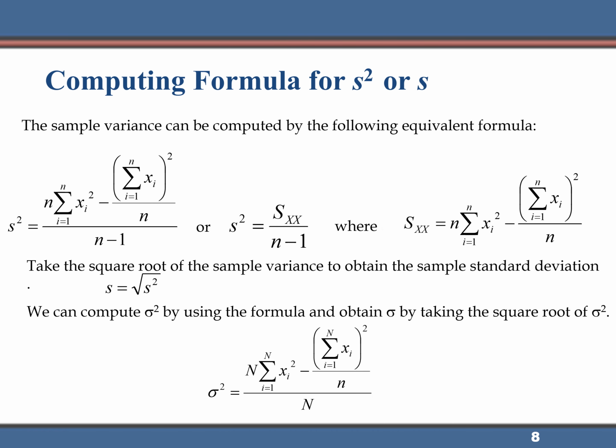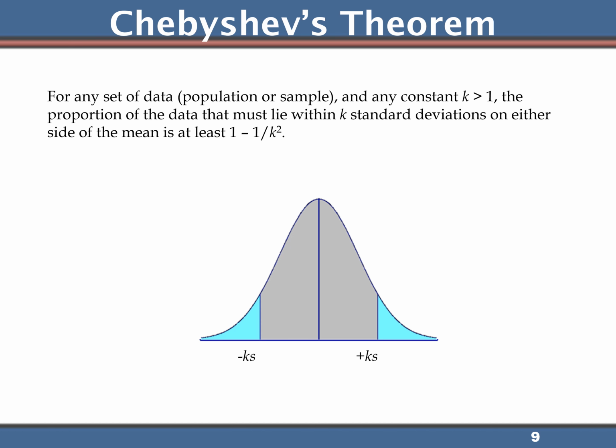In many cases, it is easier to use a different but equivalent formula to find the sample variance. This formula requires the calculation of two sums: the sum of all values in the dataset and the sum of the squares of all the values in the dataset. The numerator in the formula is usually denoted by s sub xx. Again, to find the sample standard deviation, take the square root of the sample variance. If the sample standard deviation of a set of data is small, the values are concentrated near the mean, and if the sample standard deviation is large, the values are scattered widely about the mean.